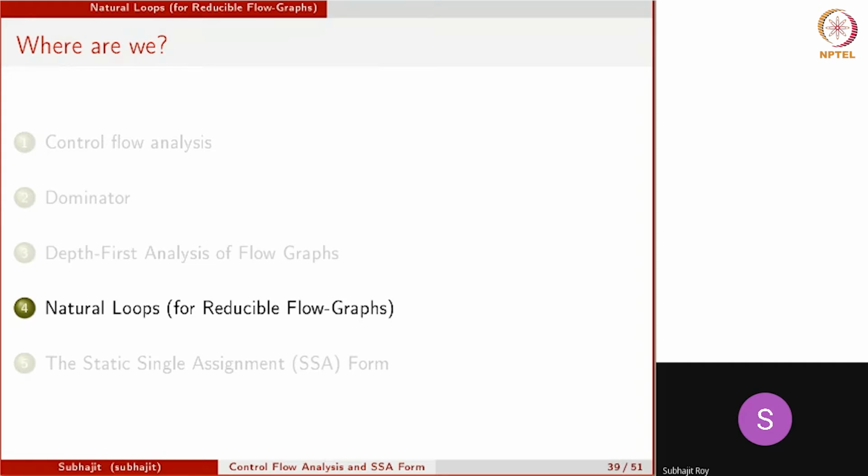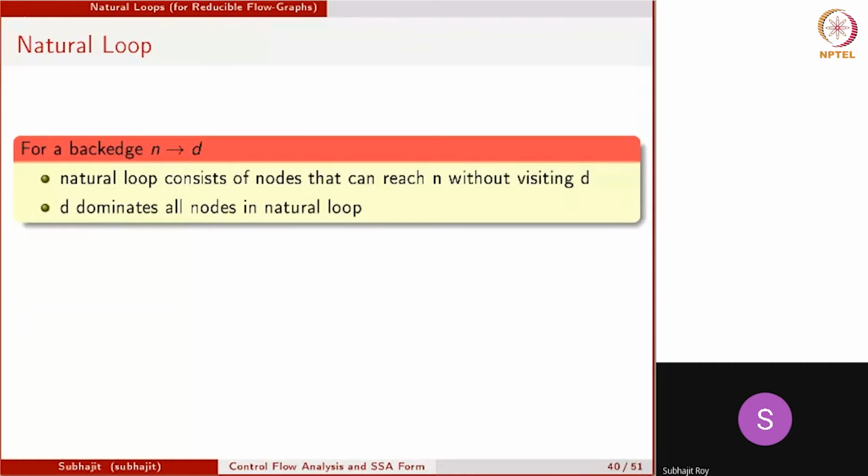Next we define what is called a natural loop. If you have a back edge n to d, then a natural loop consists of all nodes that can reach n without ever visiting d. So you can take this as a definition.